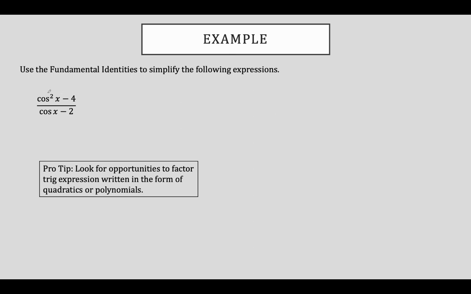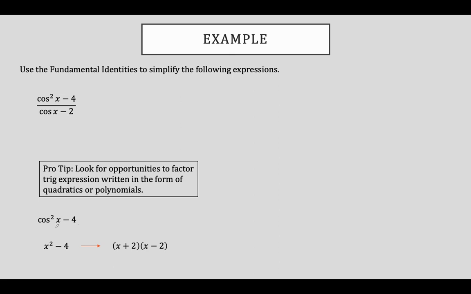More specifically, let's take a look at our numerator in this case, cosine squared x minus 4. Now, the related algebraic expression that you might be more familiar with would be x squared minus 4. Notice the only difference between these two expressions is that the top one has a cosine of x, quantity squared, and this one has an x squared. Well, you guys should all be comfortable factoring x squared minus 4. This is the difference of squares, which factors into x plus 2 times x minus 2.